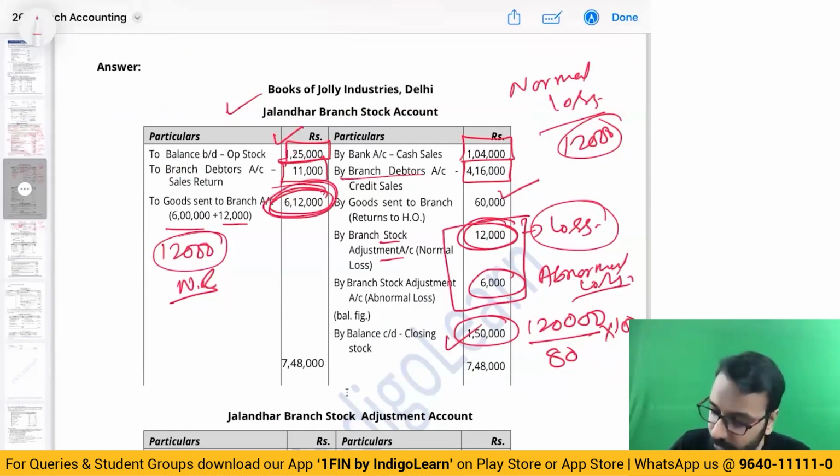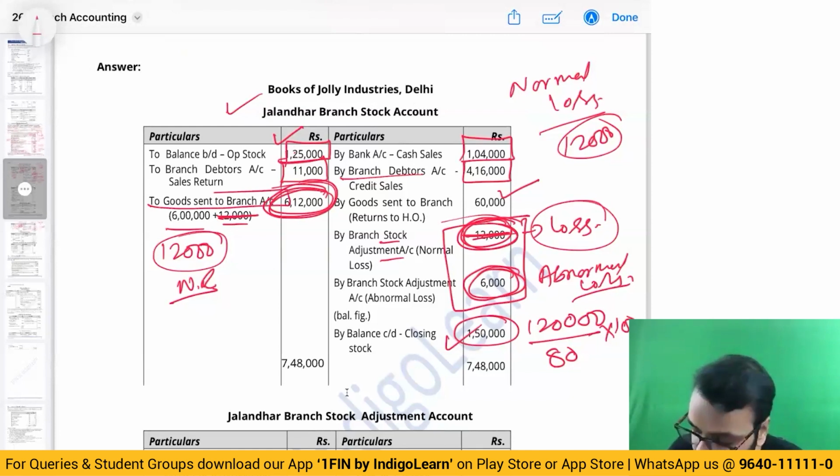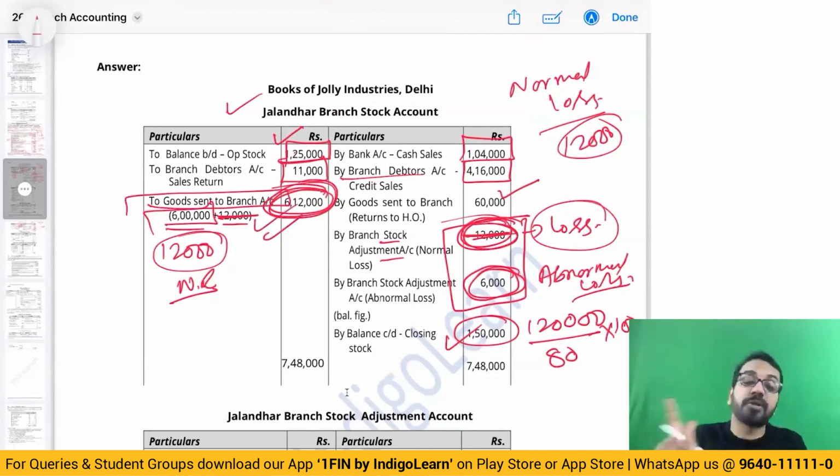Now out of 6,12,000, 12,000 is the normal loss and 6,000 is the abnormal loss. So could we have done that? We would have recorded 6,000 here and not recorded these two. Your numbers will not differ. The final number will be the same. But what will happen is, in the goods sent to branch account, you will record only 6 lakh, which is not right. Goods sent to branch account is 6,12,000. So you have to record the full value and record the normal loss and abnormal loss separately. Okay. So that is one peculiar adjustment in this particular question.